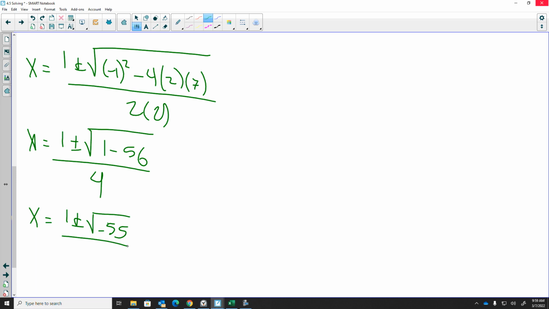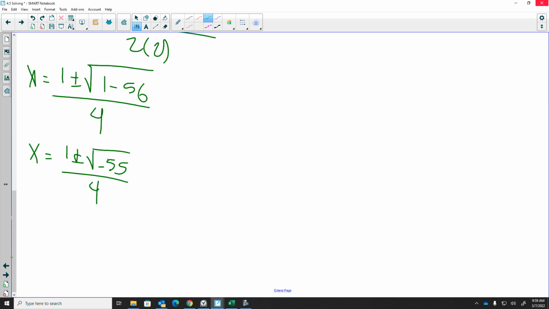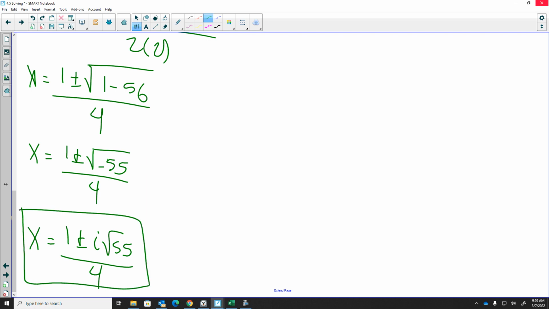Okay, is this where you got? Yeah. All right, negative 55. Square root of negative 55. Do you have any perfect squares that go into 55? No. So what does that mean? You're going to get an i, and then there's nothing else you can do to simplify that, right? So there's nothing else you can do. So this means that this glorious quantity, 1 plus or minus i times the square root of 55 divided by 4, is 2 of the solutions.